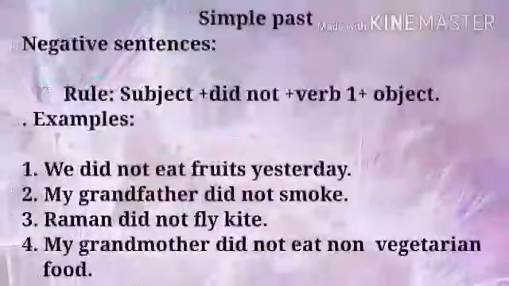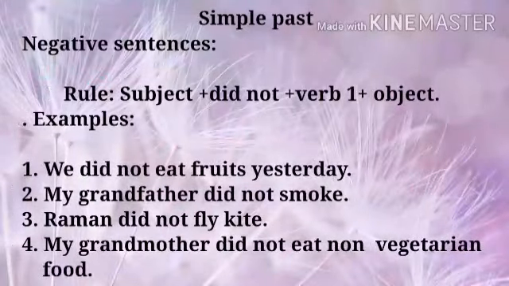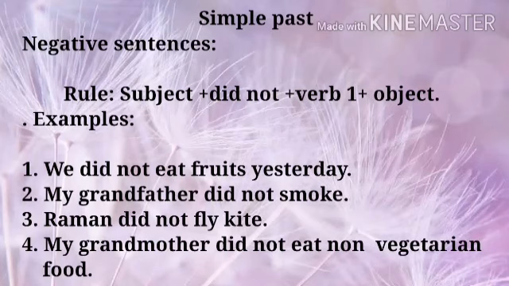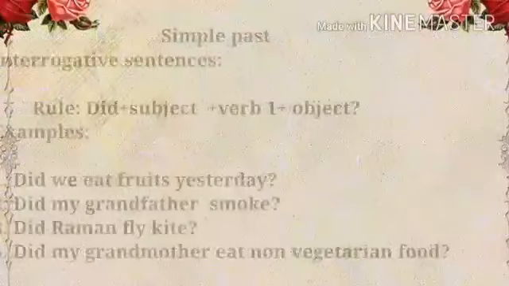Now let's discuss negative sentences. Its rule is subject plus did not plus first form of verb plus object. Example: we did not eat fruits yesterday. My grandfather did not smoke. Raman did not fly kite. My grandmother did not eat non-vegetarian food. Always remember that with did we always use the first form of verb.